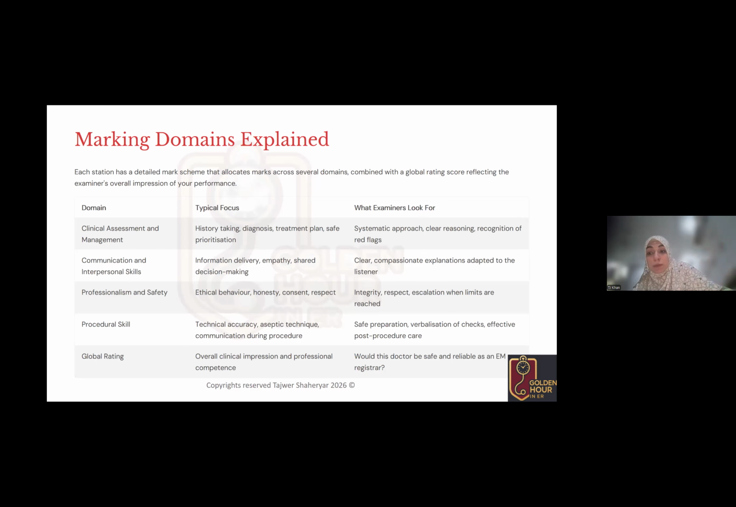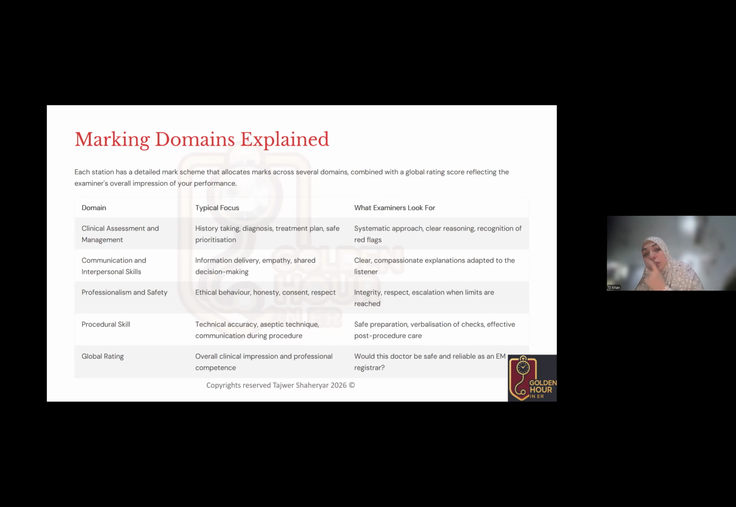Adapted to the listener. So you have to know who your target audience is and then be able to deliver that information. Then you've got professionalism and safety, which is ethical behavior, honesty, consent, respect. Here, what the examiners are looking for is integrity, respect, escalation when limits are reached. So this is mostly communication stuff. Procedure skills, what they're looking for is technical accuracy, aseptic techniques, communication during procedure.